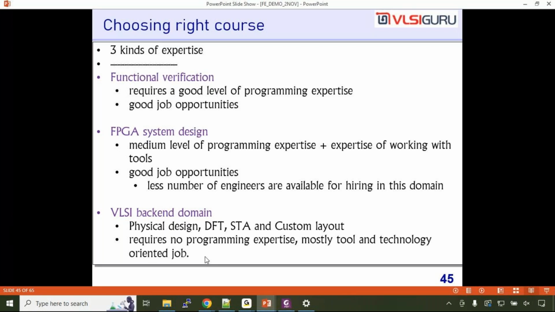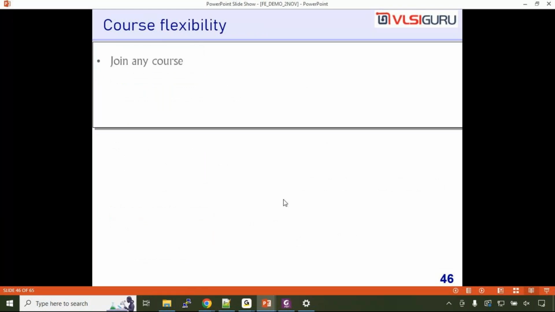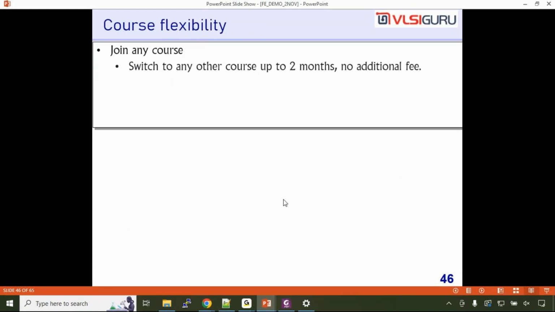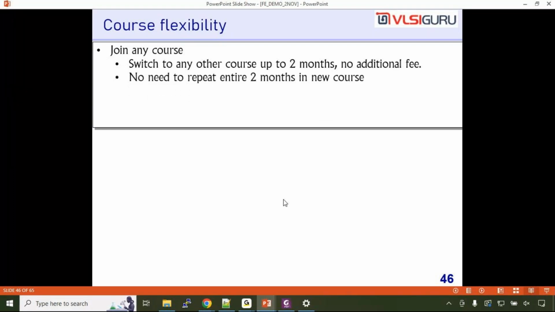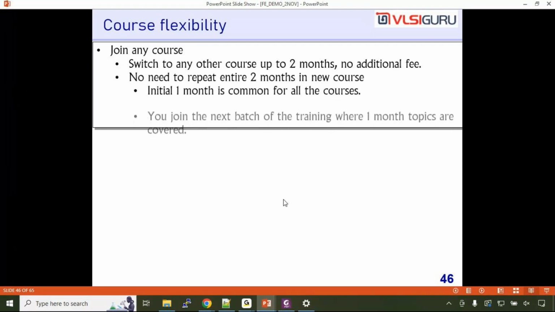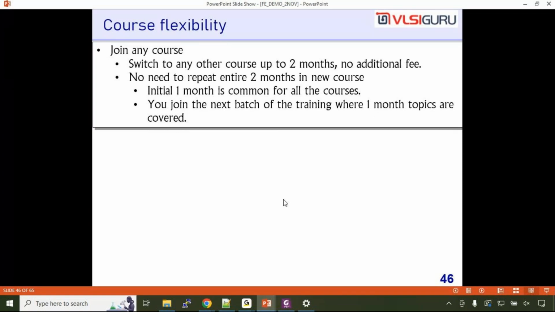The good part is, whatever domain you choose, you can always switch within 2 months to another domain. We are not going to charge anything additionally for that. The course flexibility: join any course, and as I said, switch to any other course in 2 months, no additional fee. There's no need to repeat, as I said, right? Initial 1 month is common. You only have to rejoin the next batch of the different training.